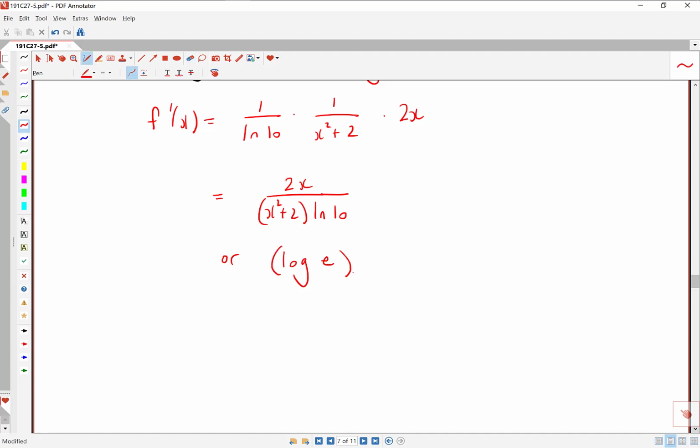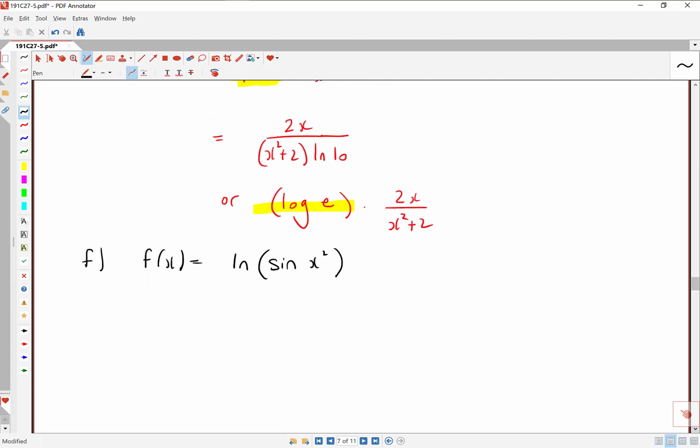So you'd have log e times 2x over x squared plus 2. Those are both completely the same because log of e is exactly the same thing as 1 over ln 10. And final part here for these short derivative calculations, let's say f of x is ln of (sine x squared). So you typically see brackets around it like that.